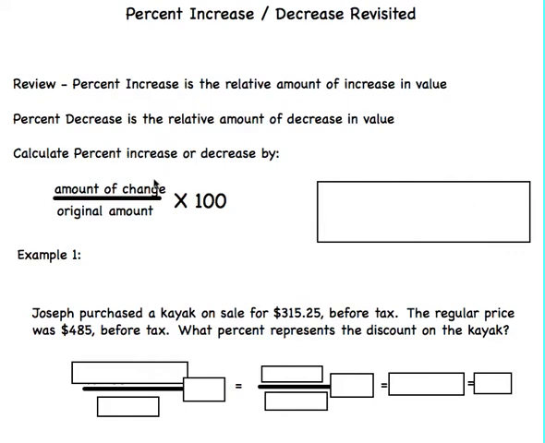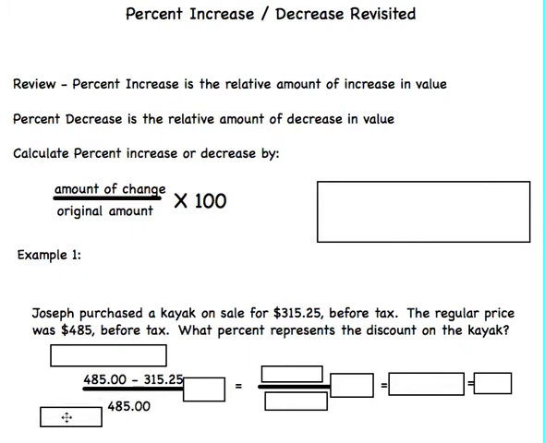So first we need to find the amount of change. In order to find that, we have to take the original amount and subtract the new amount. So we take 485 minus $315.25. Then we need to divide it by the original amount, which was $485, and then multiply it times 100.